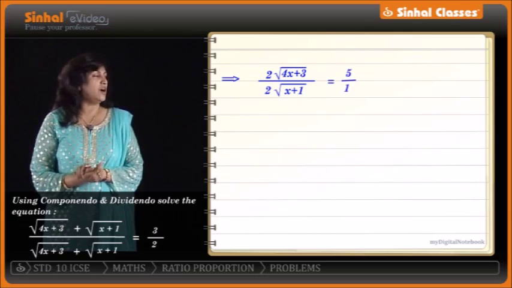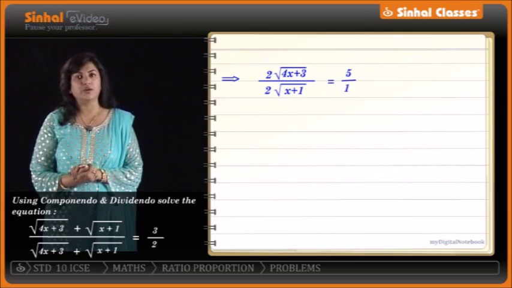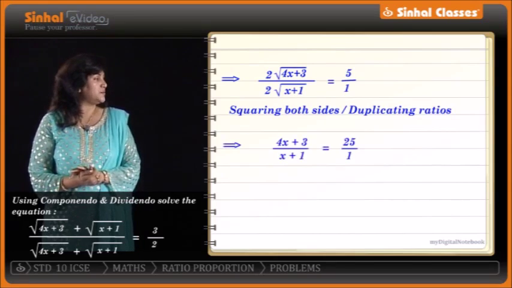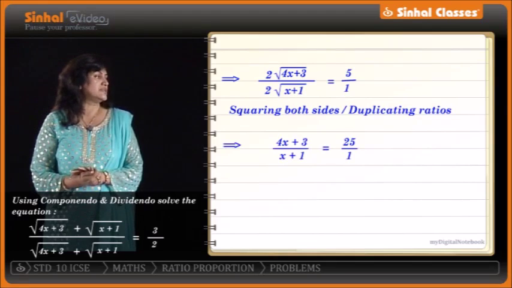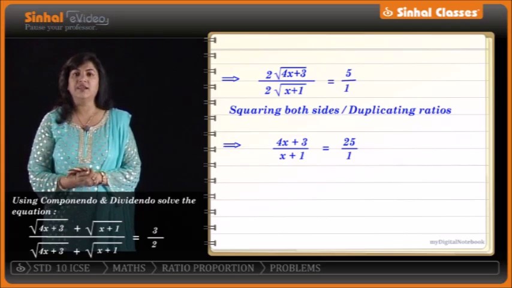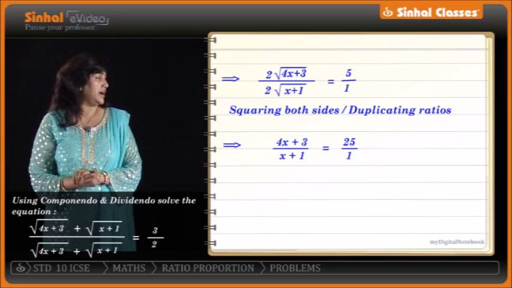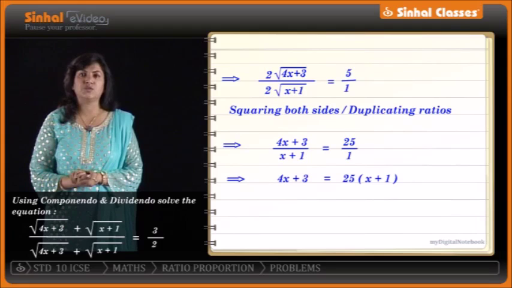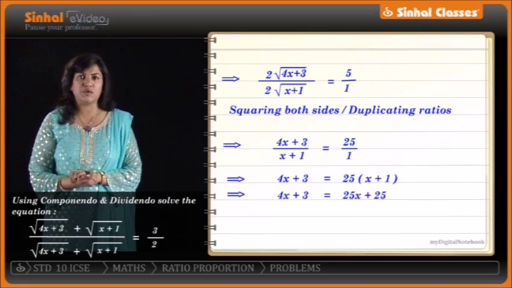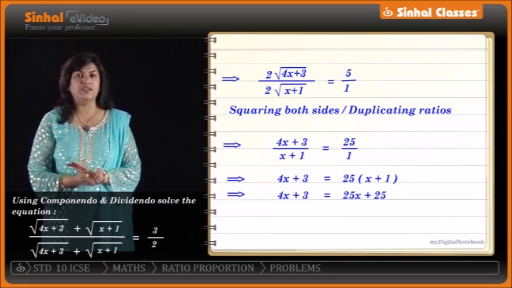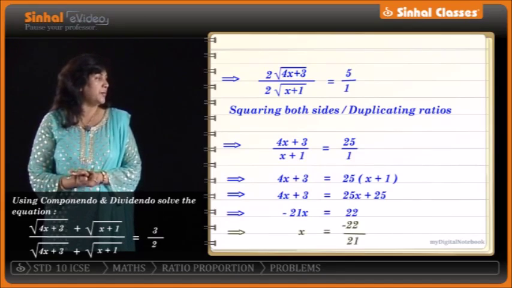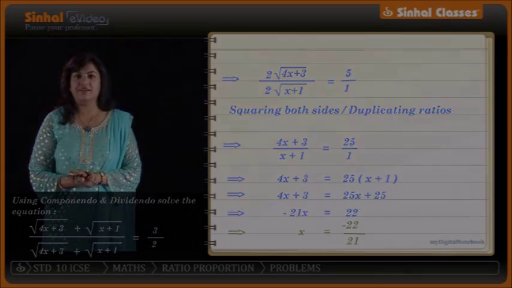upon 1. Now we have roots on the left side, we want to get rid of them, so we square both the sides, or we can say duplicating the ratios to get 4x plus 3 upon x plus 1 is equal to 25 upon 1. Now to find x, we cross multiply. 4x plus 3 is equal to 25 times x plus 1. We get 25x plus 25. Now take x on one side. We get minus 21x is equal to 22. So x is minus 22 upon 21.